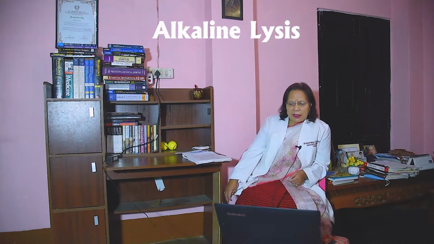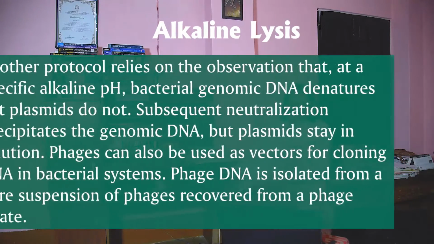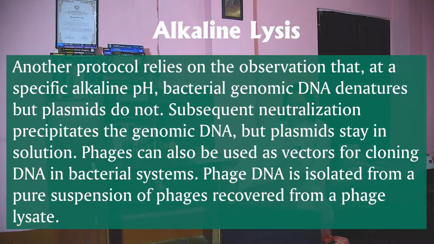Next, alkaline lysis. Another protocol relies on the observation that at a specific alkaline pH, bacterial genomic DNA denatures, but the plasmids do not. Subsequent neutralization precipitates the genomic DNA, but plasmids stay in the solution. Phages can also be used as vectors for cloning DNA in bacterial systems. Phage DNA is isolated from a pure suspension of phages recovered from a phage lysate.